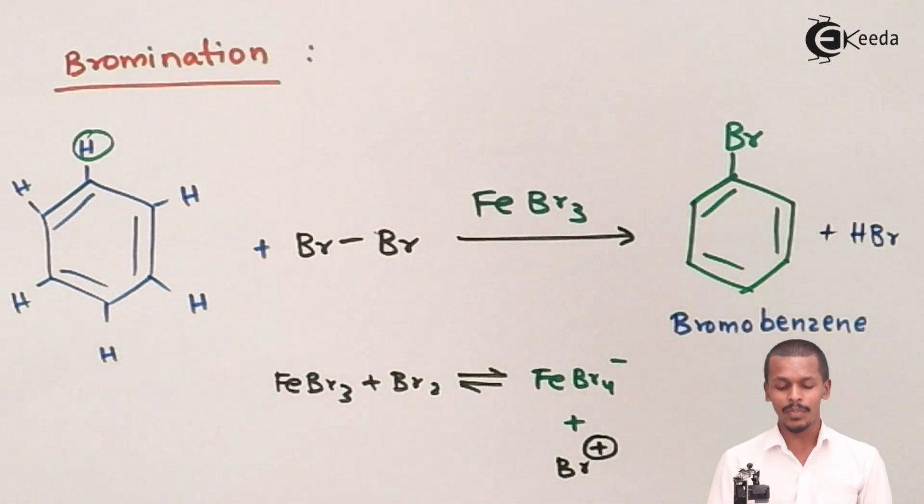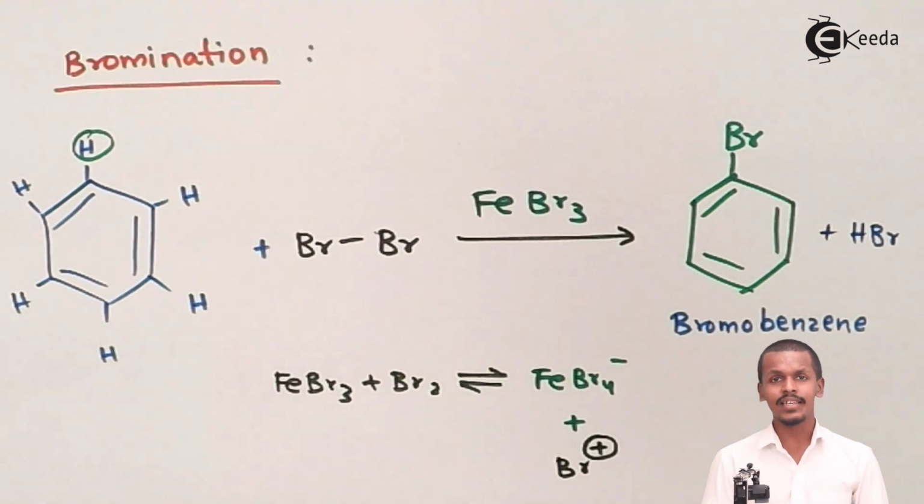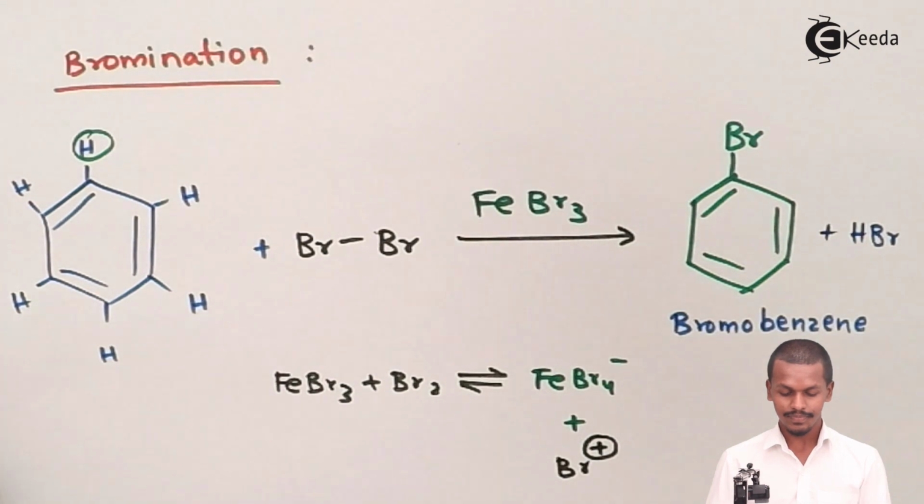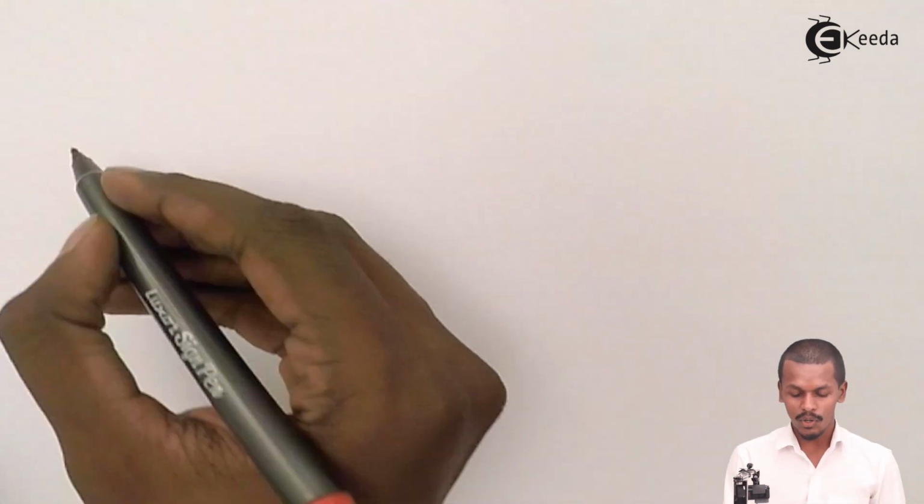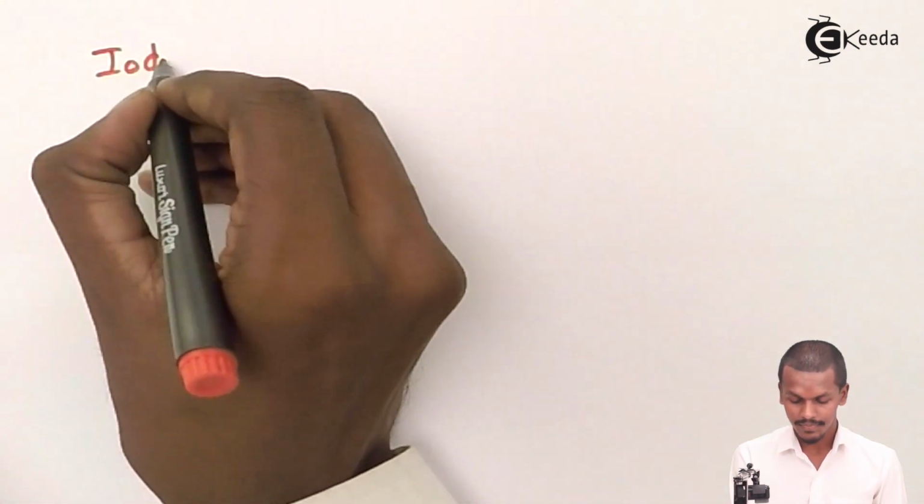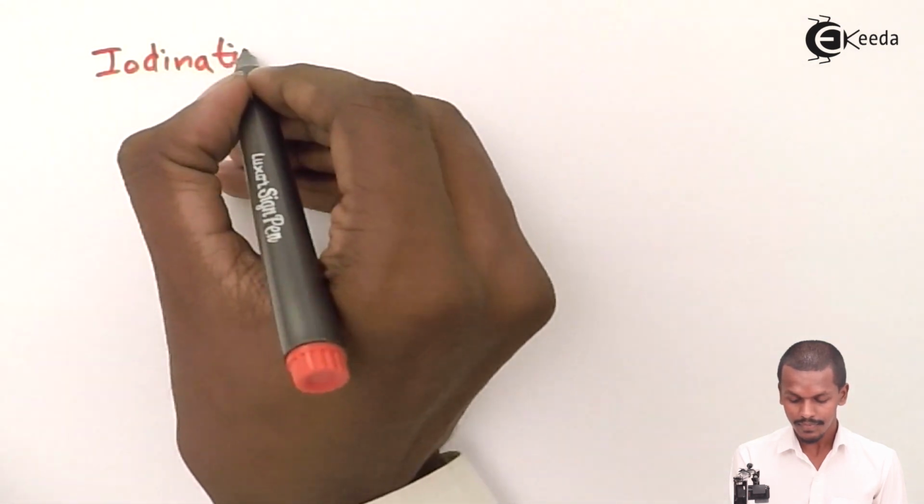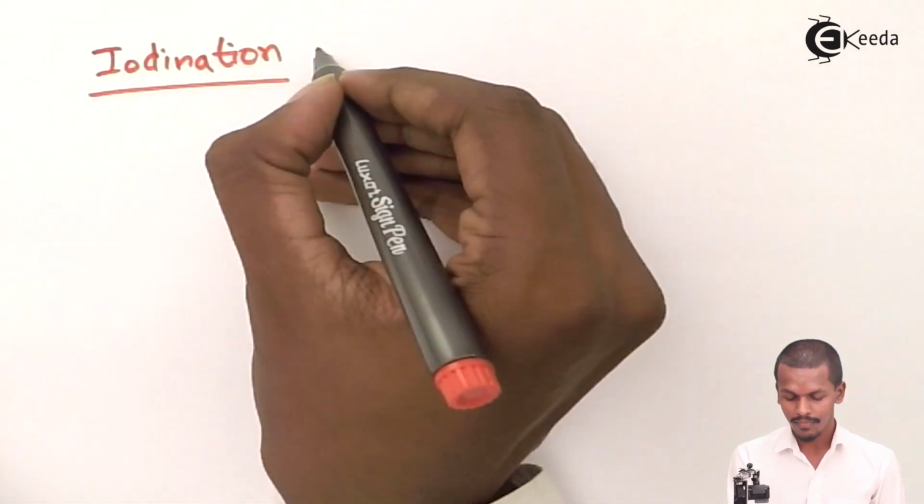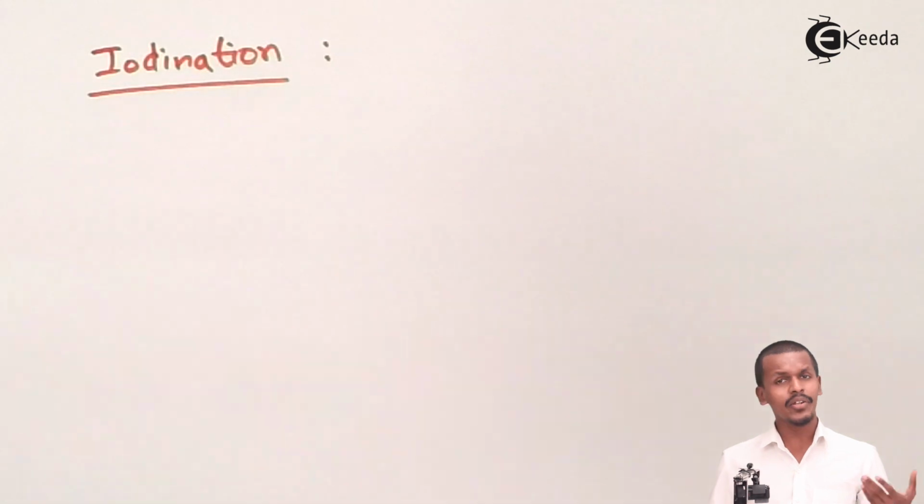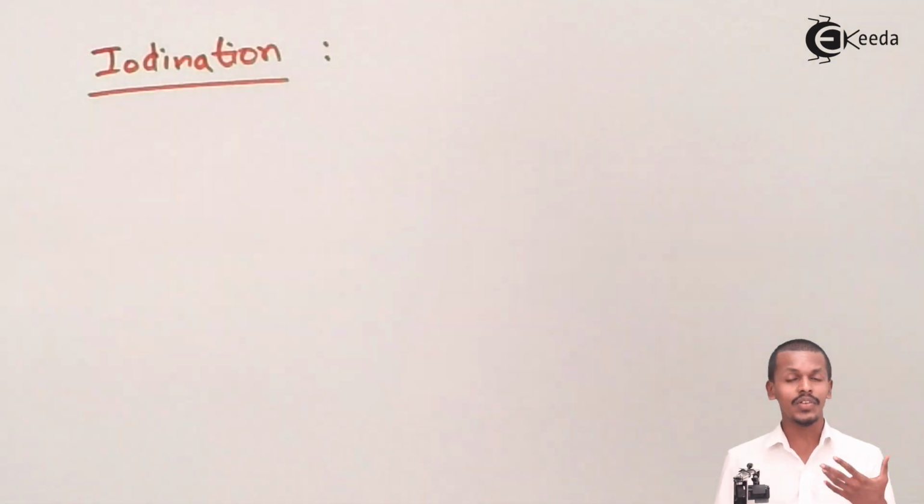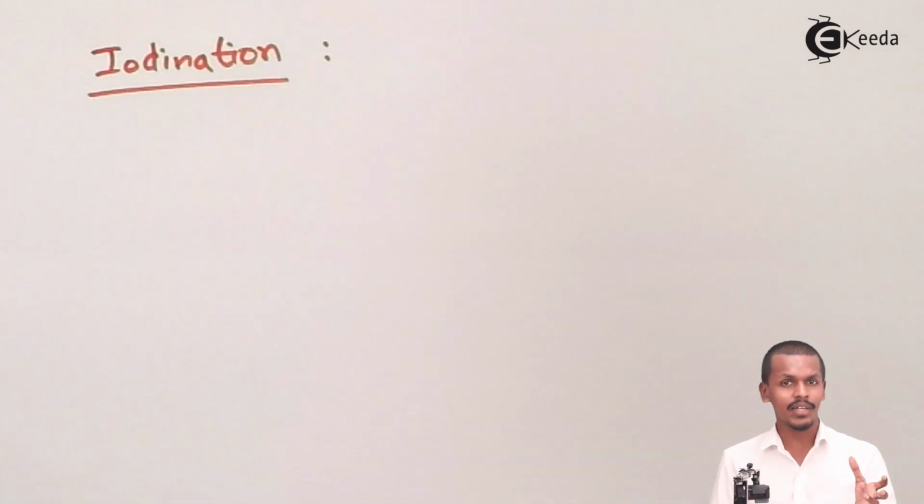So it was a very simple process. These were the two processes of halogenation, that is chlorination and bromination. And talking about the iodination process, even the iodination process is a kind of halogenation process, in which the hydrogen atom of the benzene would be replaced by the iodine atom by using I2 molecule.